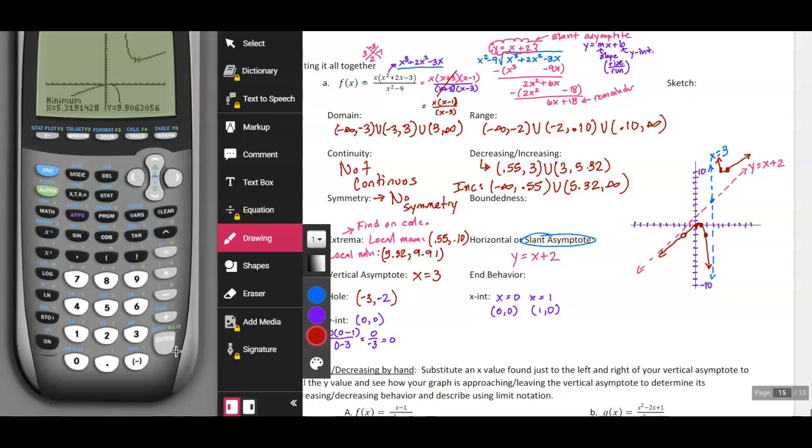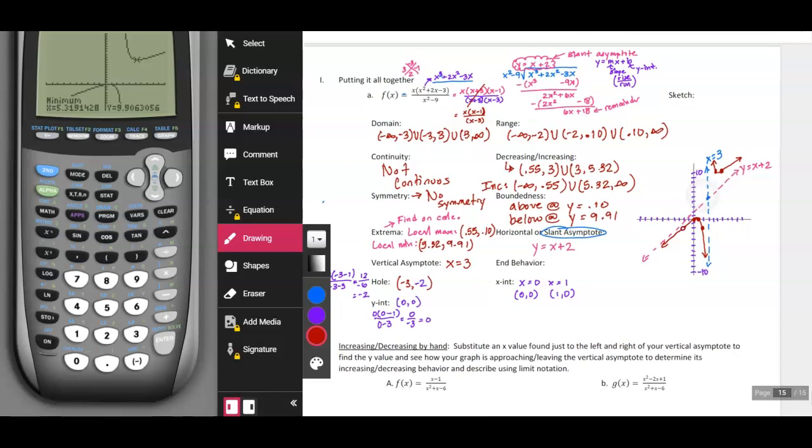Now, boundedness here is just asking, is this graph bound by any points? Well, yes, it is bounded above at that local max. And whenever you're asking about boundedness, it's actually asking about the y values. So you're bounded above at the y value of 0.10, and you're bounded below, can't go any lower than that local min at y equals 9.91. Okay, and that's it for that problem.